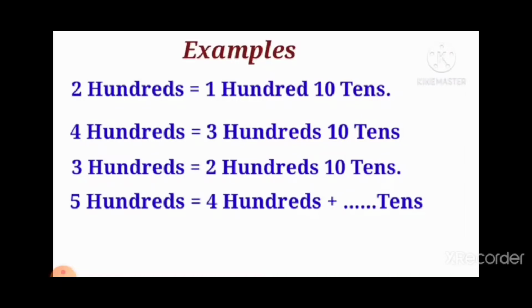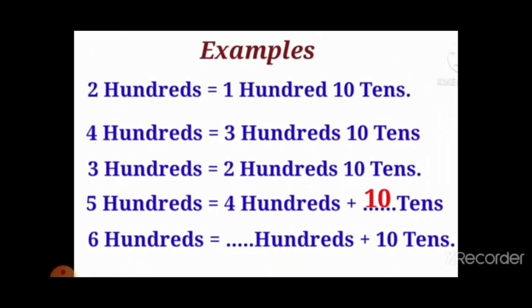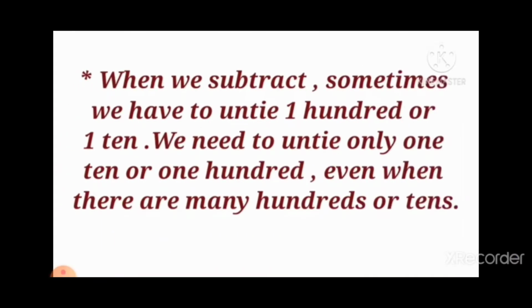Now, can you tell me 500 will be equal to 400 plus how many tens? Very good. It will be equal to 10 tens. And what about 600? Yes, it will be equal to 500 plus 10 tens. So children, when we subtract, sometimes we have to untie 100 or even 10. We need to untie only 100 or 10 even when there are many hundreds or tens.